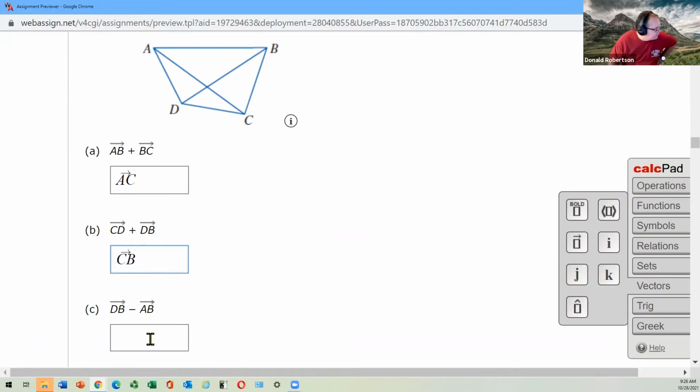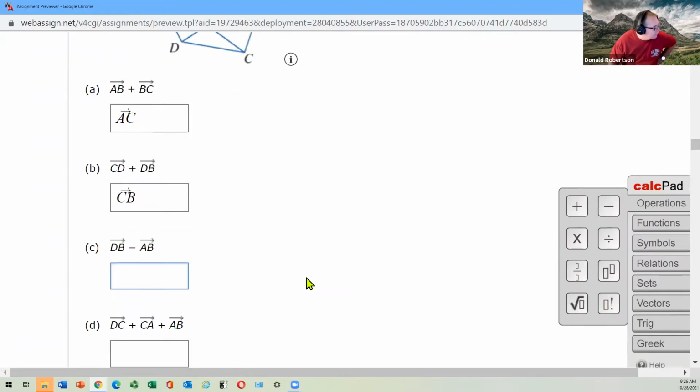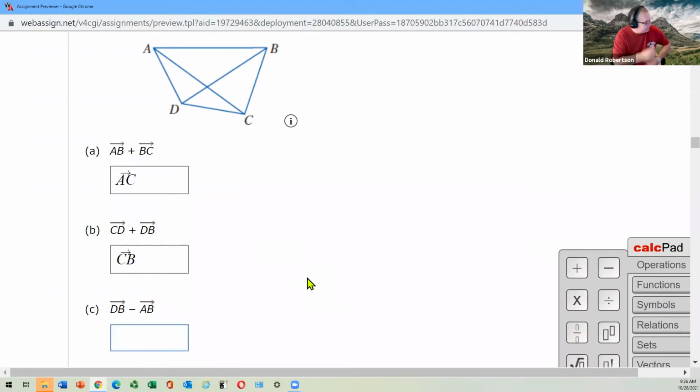There we go. Oh, this one's a bit sneaky. D to B minus AB. What is minus AB the same as? Well, what I'm getting at is it's the same as minus BA, isn't it? Let's show you that then.